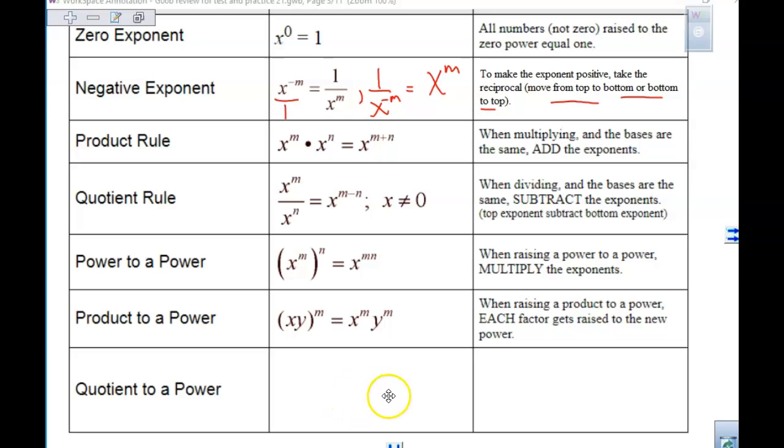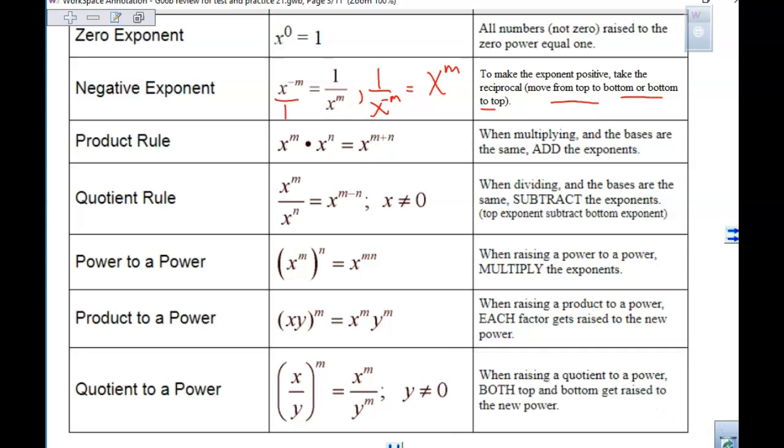Our very last one, a lot of you have been doing this when you have like 3/5 to the second power. You take 3 to the second and 5 to the second. This is just saying whatever inside here, if it's raised to the m power, I have to raise it to each of those. Why do they have this not equal 0 behind here? Because if the denominator is 0, you get undefined. So what are we doing when we raise a power to a power? Raise both to that power. Okay.